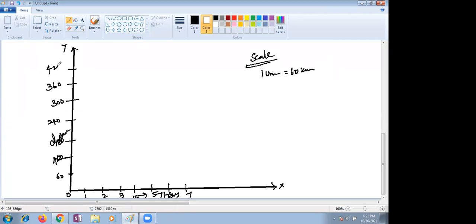Then 420, and the next mark, 480. Like that you can extend. Again, you know that 1 hour is 60 kilometers, so I will plot the point over here.